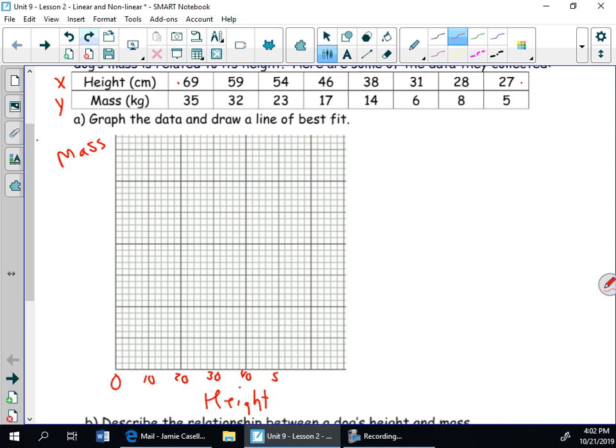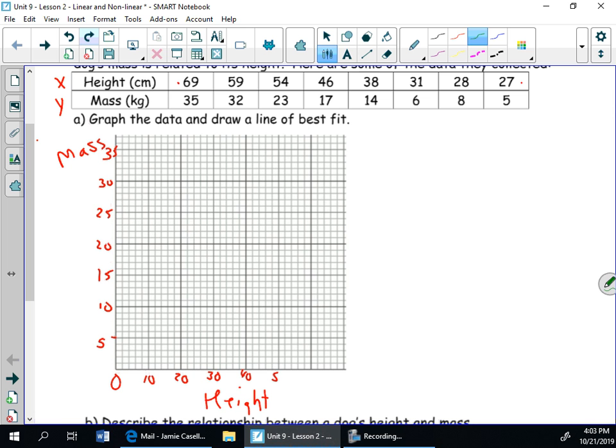Okay, how about up the side? I go from 5 to 35. So I don't have to pick the same scale. Maybe I can try 5s. So 5, 10, 15, 20, 25, 30, and 35. As long as my data fits, my scale is my choice. But I've got to pick some sort of pattern. It's still about patterning. Okay, let's plot the data.